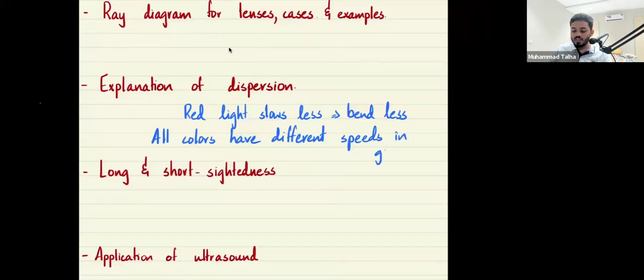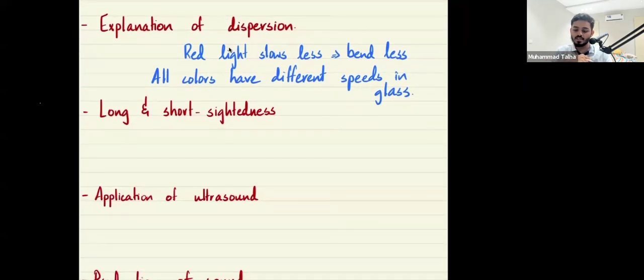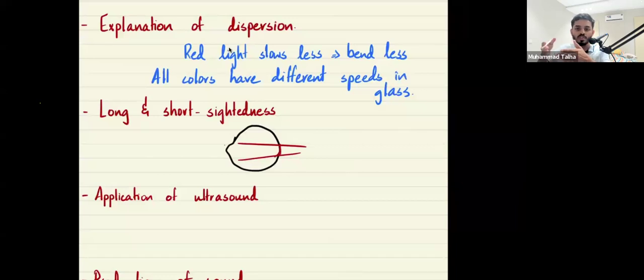Another thing related to lenses, which has not been asked for some time, maybe it makes a surprise appearance tomorrow, is long and short sightedness. So for long sightedness, what's the idea? The rays basically converge at a long distance behind the retina, right? So to correct this, because it's not converging here, this is where it should converge, you use a lens which focuses the rays in more. So you use a converging lens to correct long-sightedness.